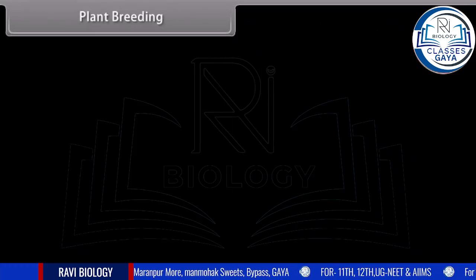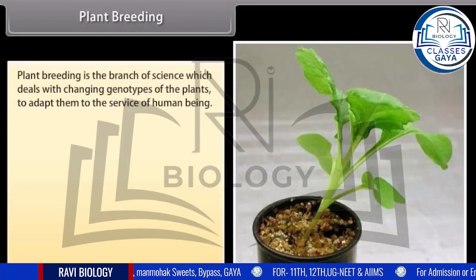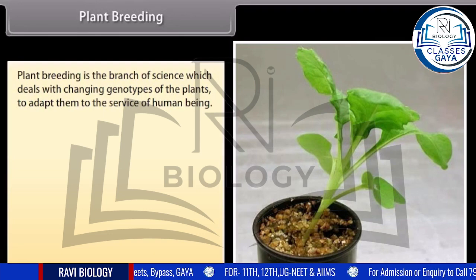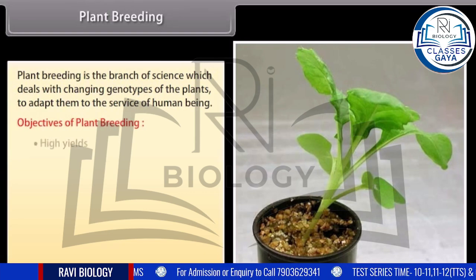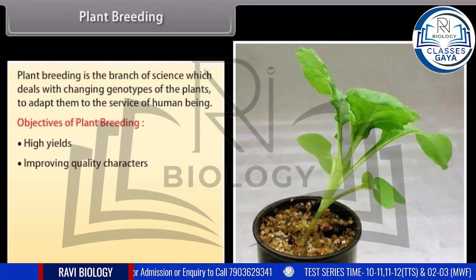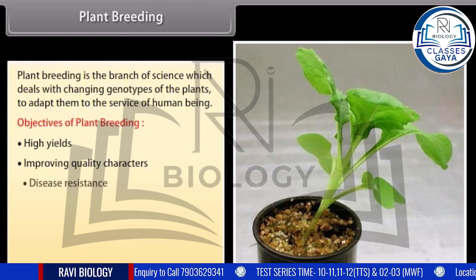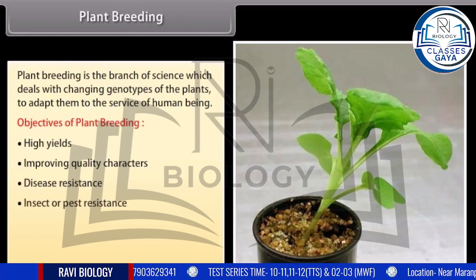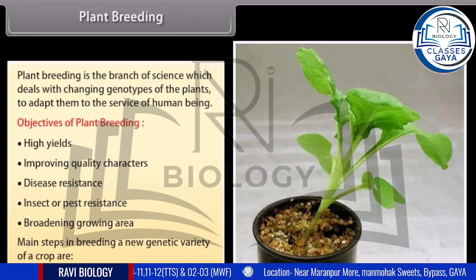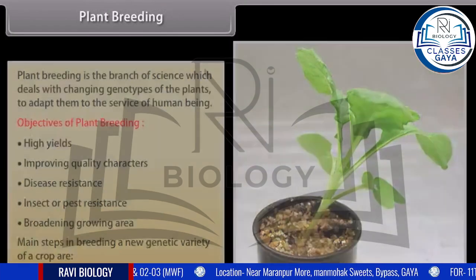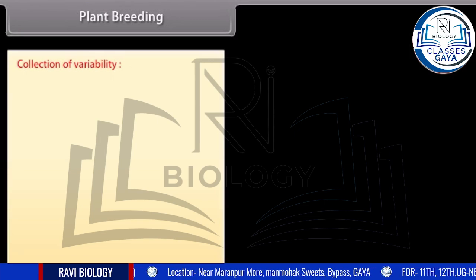Plant breeding. Plant breeding is the branch of science which deals with changing genotypes of the plants to adapt them to the services of human being. Objectives of plant breeding: high yields, improving quality characters, disease resistance, insect and pest resistance, broadening growing area. Main steps in breeding a new genetic variety of crop are: collection of variability.